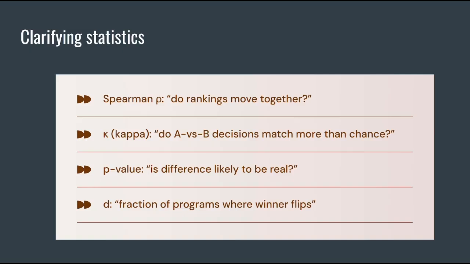A p-value threshold is how strict you are about only counting a win when the evidence is strong. Smaller p means stricter; p less than or equal to 0.001 is extremely strict. The disagreement proportion D is the most interpretable, and it's literally what fraction of benchmark programs flip the winner depending on whether you use coverage or bugs. So when you hear D is 0.113, that's about 11% of programs disagreeing on the winner, and that's why the paper treats this as a practical reliability problem.